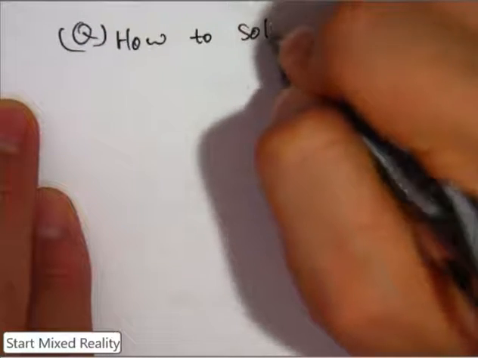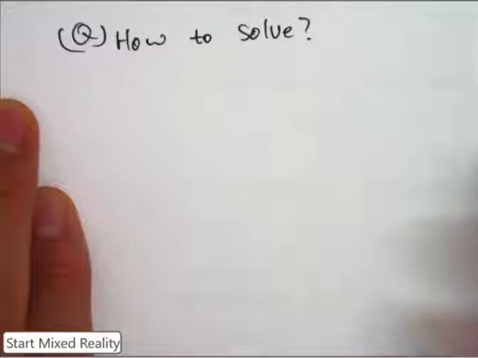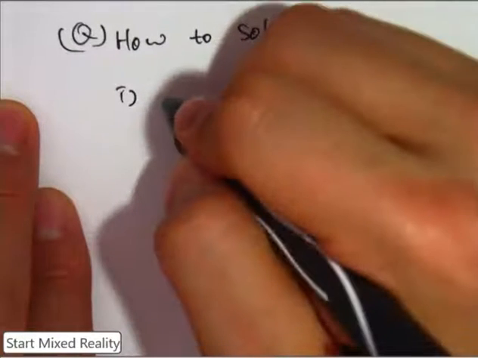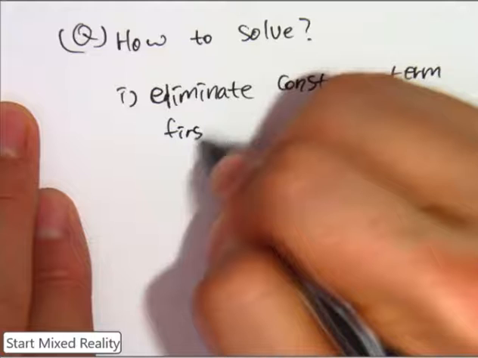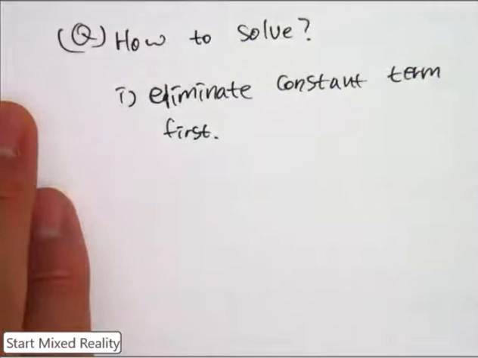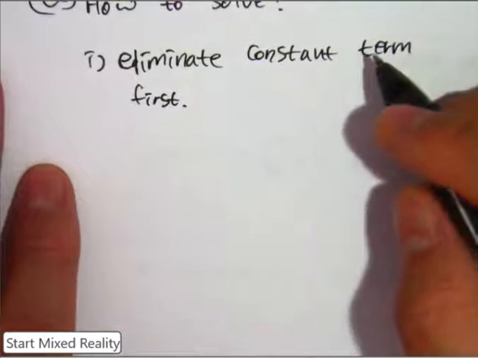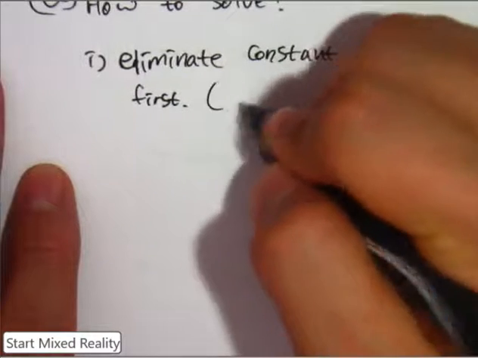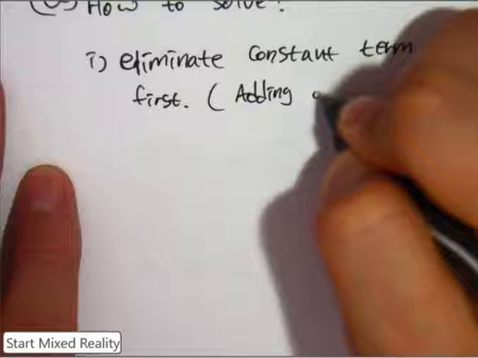Now, one of the most important sections, how to solve it, is our focus. Generally, there are two steps. Number one, eliminate constant term first. What I mean by that is, with a constant term, you will have two situations, either adding or subtracting.